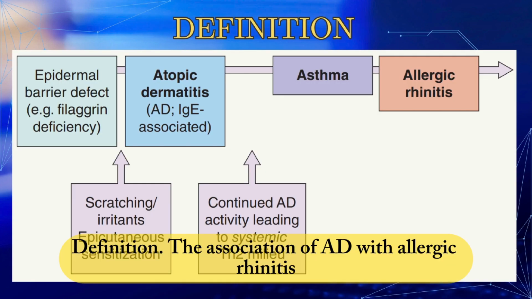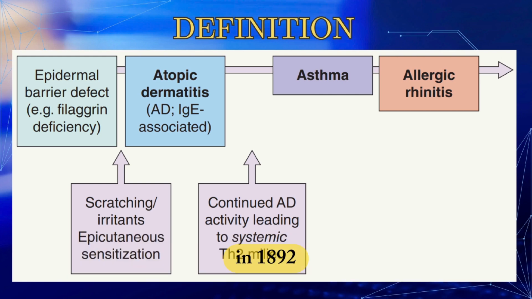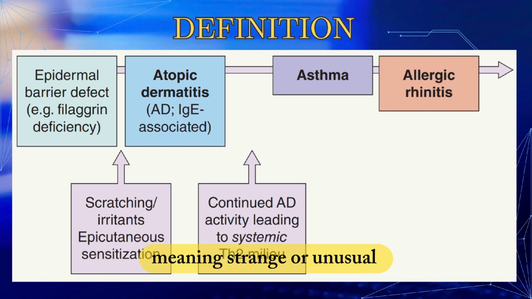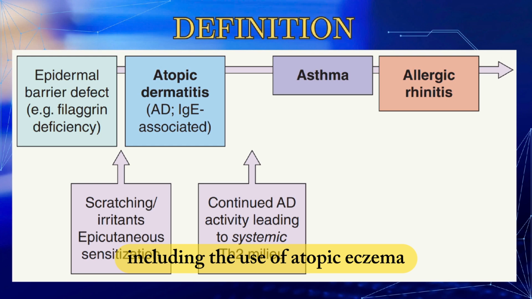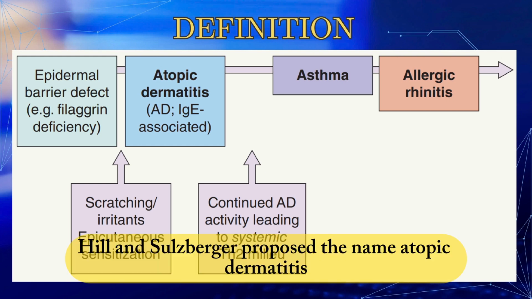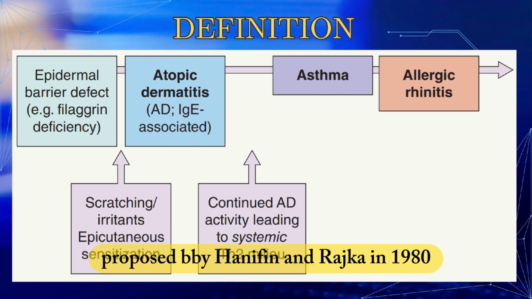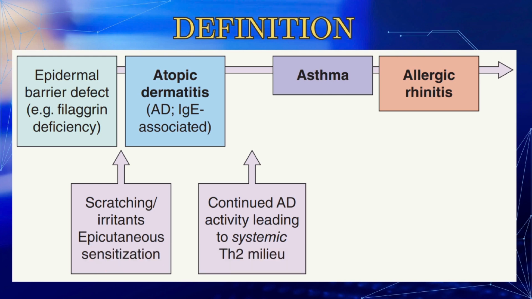Definition: the association of AD with allergic rhinitis and asthma was recognized by Besnier in 1892. The term atopy originates from the Greek word atopos, meaning strange or unusual, and was first applied to the triad in the 1920s, including the use of atopic eczema. A decade later, Hill and Sulzberger proposed the name atopic dermatitis. The list of characteristic features proposed by Hanifin and Rajka in 1980 helped to unify the clinical concept of AD.